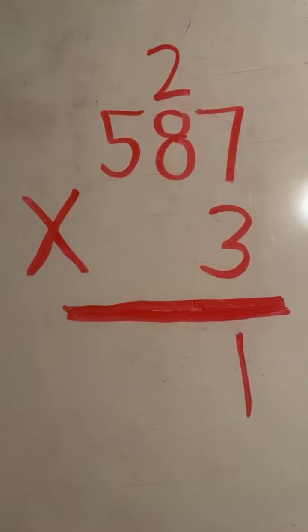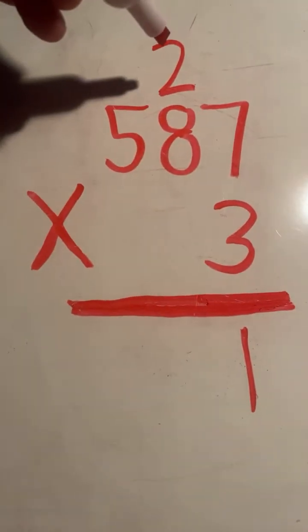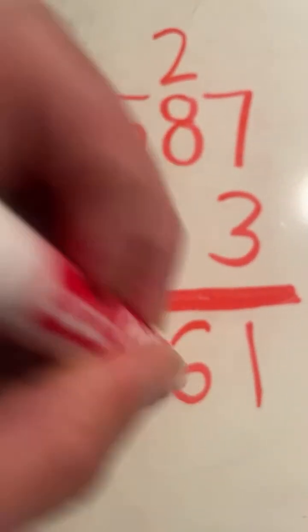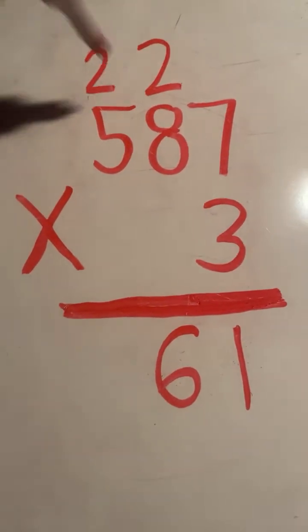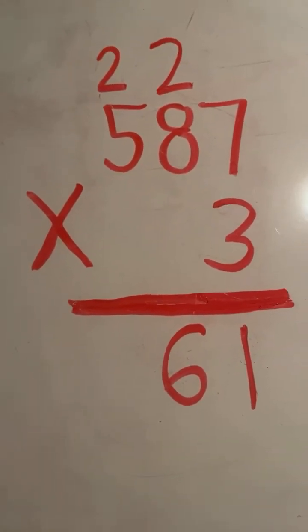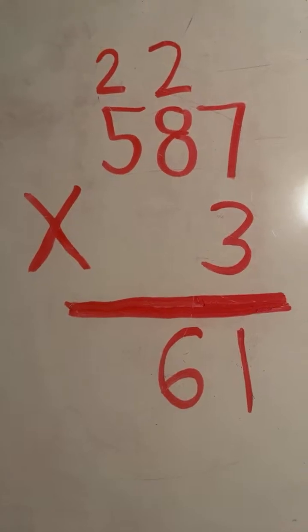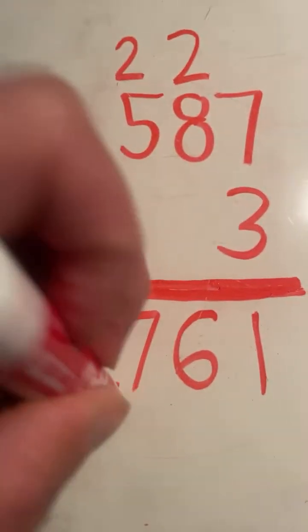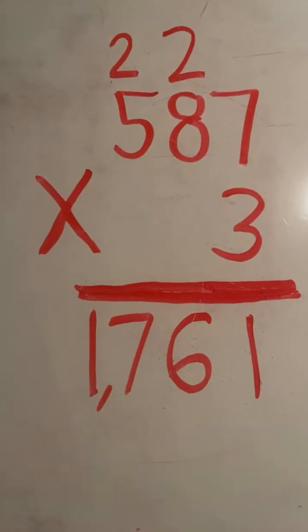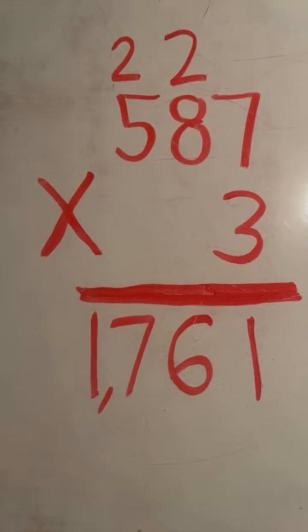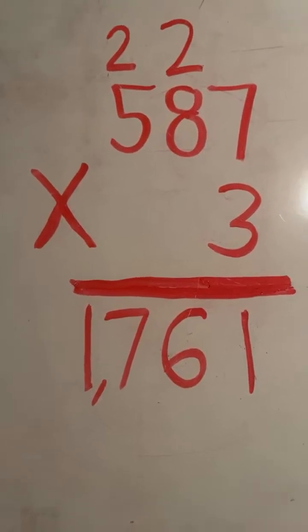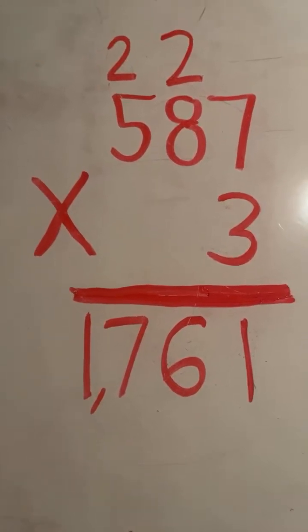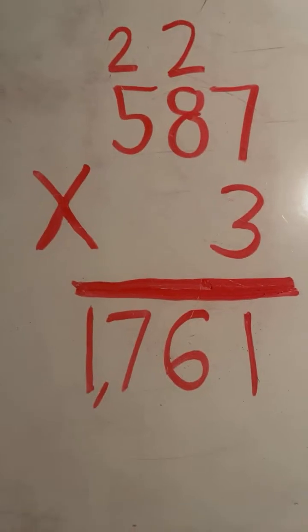8 times 3 equals 24. We add the 2 that we carried over, it becomes 26. Again, we're going to regroup. The 6 in 26 goes in the tens place. The 2 gets carried over to the hundreds place. 5 times 3 equals 15, plus 2 is 17. And we have our final answer. 587 times 3 equals 1,761.